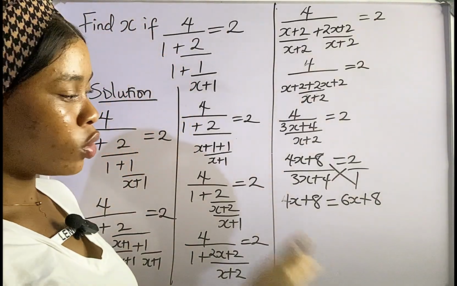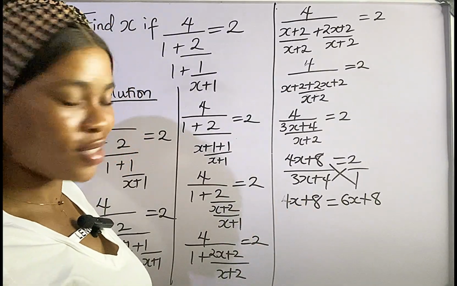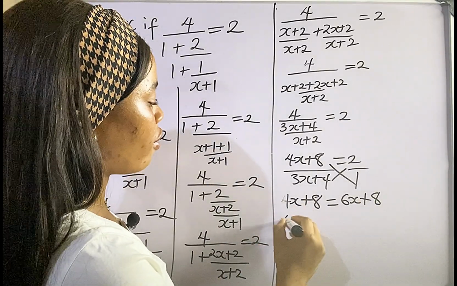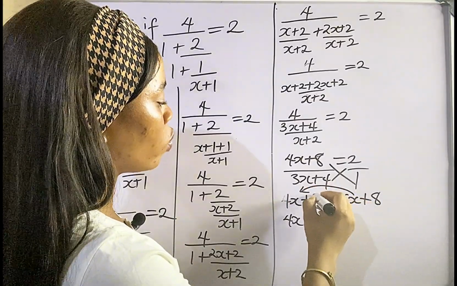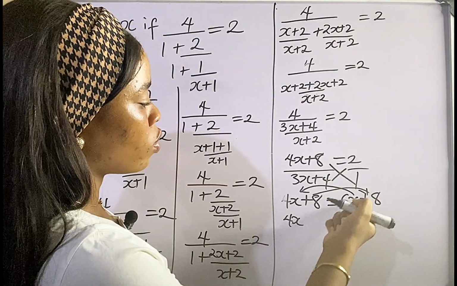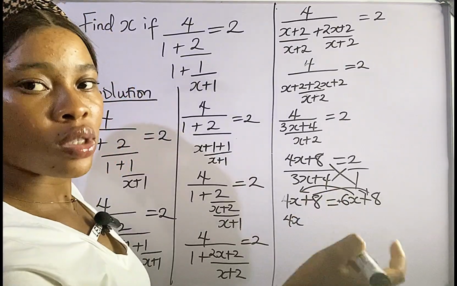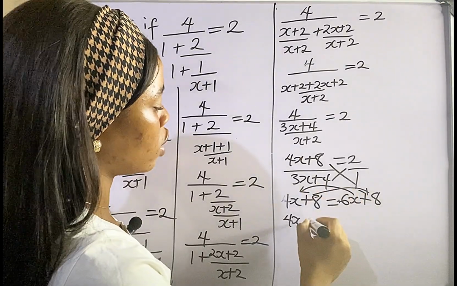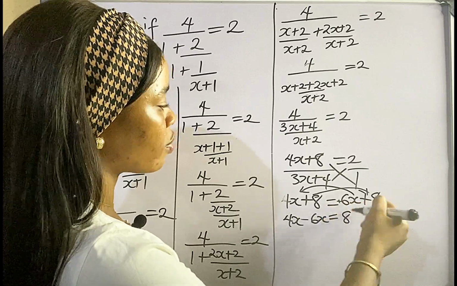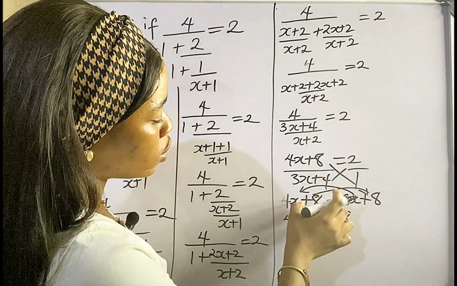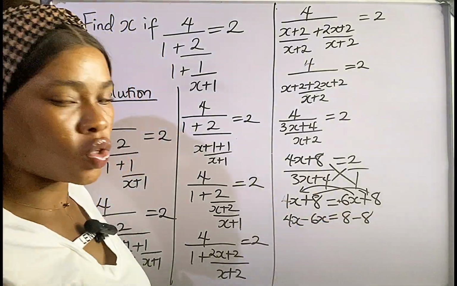Now from here, what do we do? We collect like terms. You see we are having a simple equation, so we collect like terms. So we have 4x. Now we move 6x over to this side. 6x crossing over, remember it has an invisible positive sign, so when it crosses the equality sign it becomes negative 6x. The 8 remains here, and then plus 8 crossing over to the other side becomes minus 8, and this gives us 4x minus 6x.